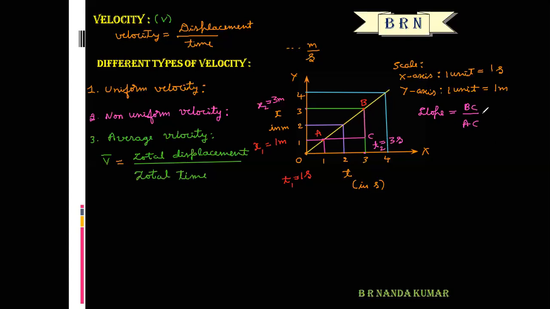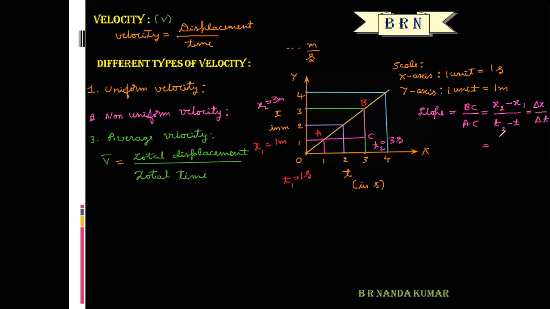So here BC value, BC is x2 minus x1. Okay, AC is t2 minus t1. So this can also be written in the form of delta x divided by delta t. Delta x means change in displacement. Delta t means change in time. So x2 value is 3, x1 value is 1.